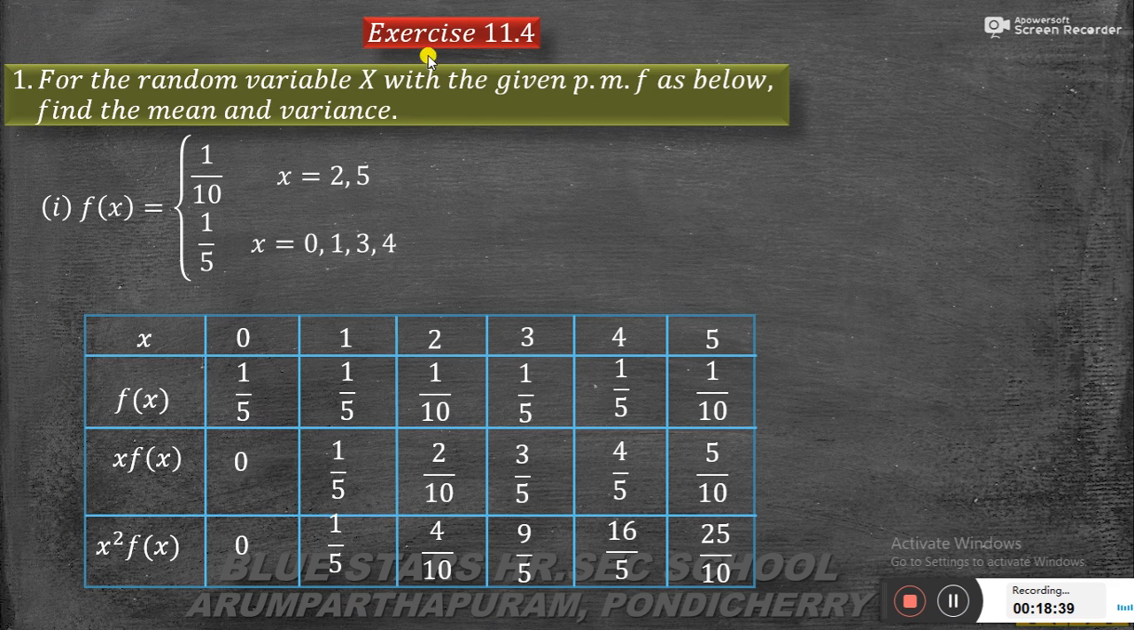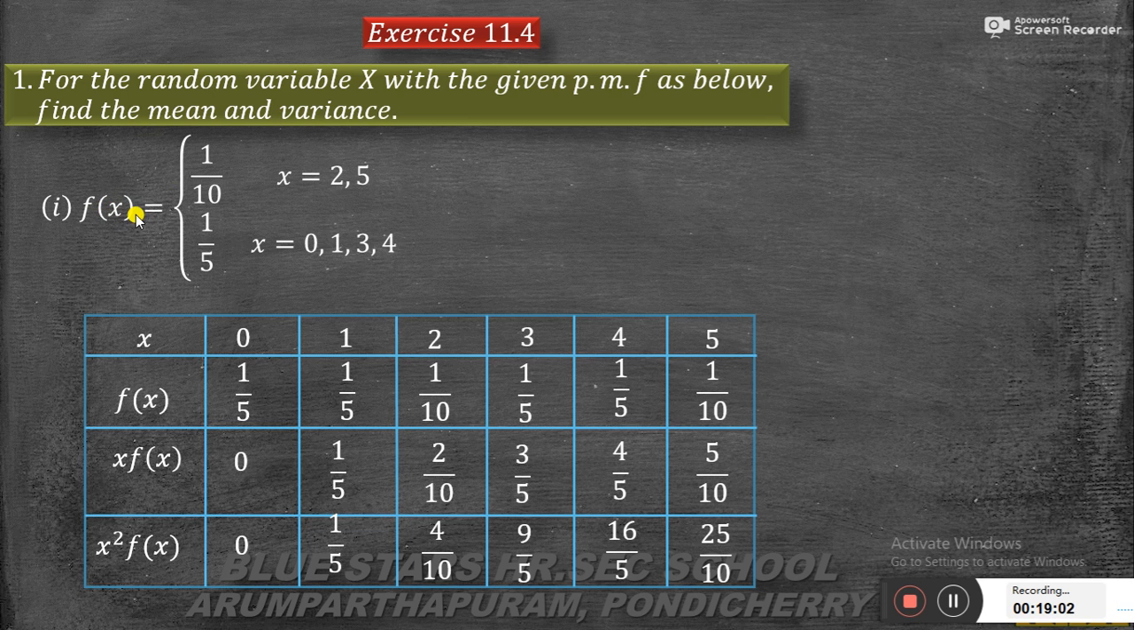So now we discuss the exercise 11.4. For the random variable x with the given probability mass function as below, find the mean and the variance. You see here x is the random variable, and the probability mass function is given. So the question is to find the mean and the variance. This is the probability mass function.